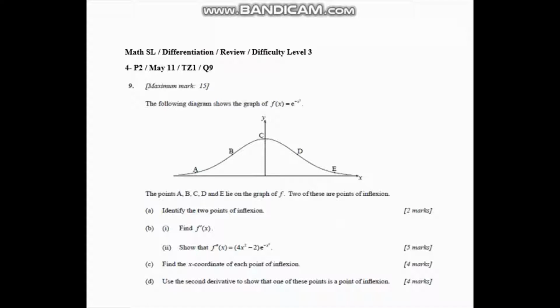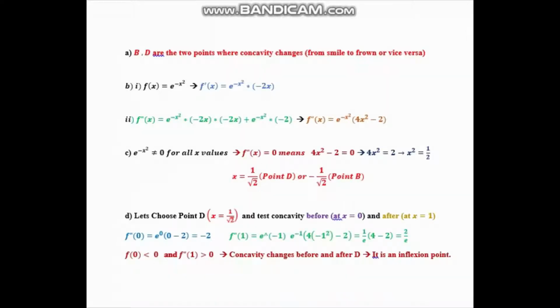Next, you are required to show that f double dash of x is this expression, 4x squared minus 2 times e to the power of negative x squared. So we shall use the product rule to differentiate f dash of x, hence obtaining f double dash of x. So there is my u and there is my v. I'm going to find uv dash plus vu dash.